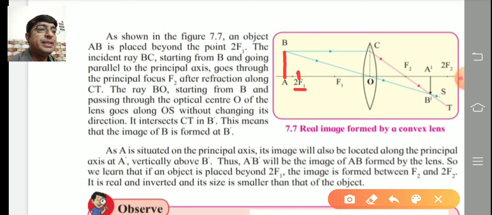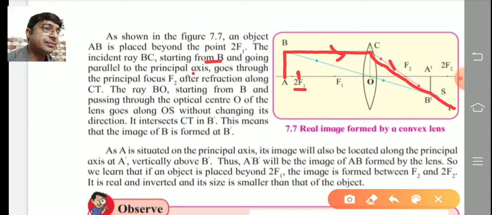The incident ray BC, starting from point B and going parallel to the principal axis, goes through the principal focus F2 after refraction along the CT direction. So after refraction, this incident ray BC passes in the direction CT, as shown in the figure. Always show the arrow on these rays.